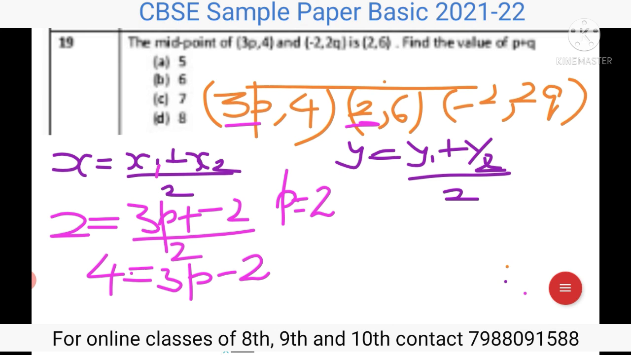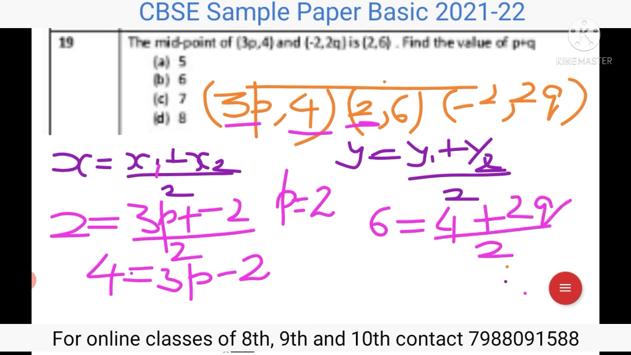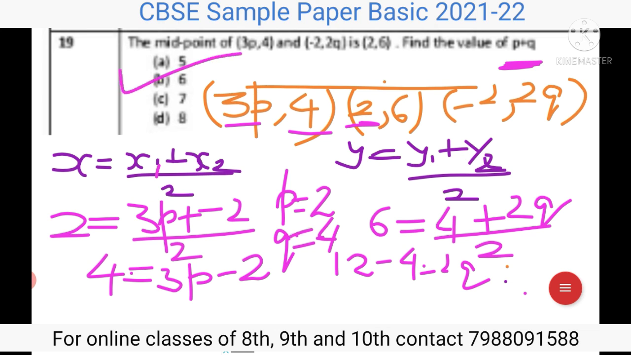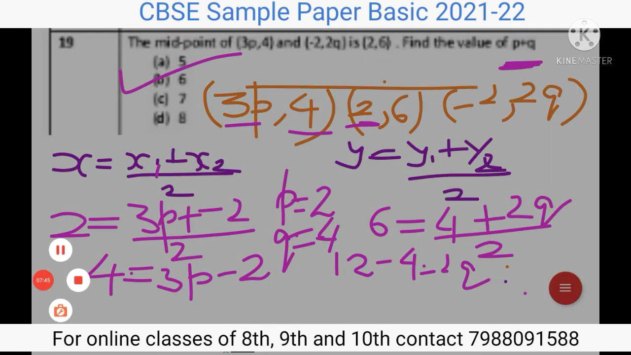Now let us solve for y. The y coordinate is 6. So 6 is equal to y1, that is 4, plus y2, that is 2q, divided by 2. On solving, I get 6 into 2 is 12, minus 4 is equal to 2q, or I get q as 8 divided by 2, that is 4. So q comes out to be 4. Now I want the value of p plus q, which is clearly 4 plus 2, that is 6. So B is the right option.